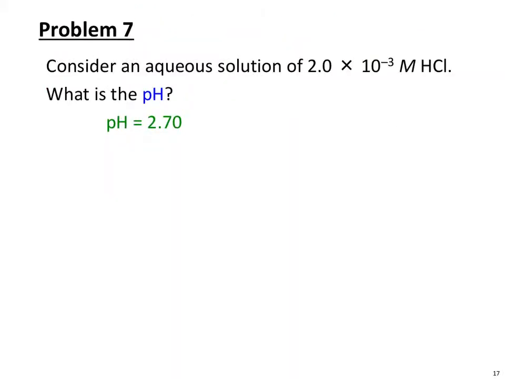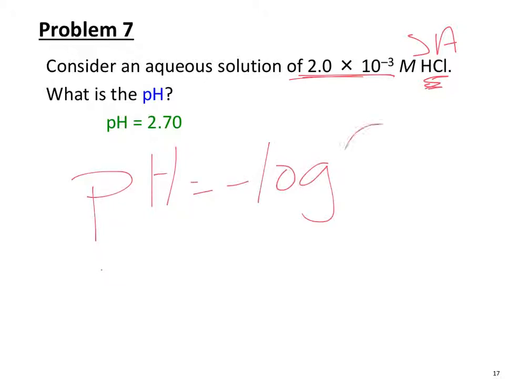All right. Consider an aqueous solution of 2.0 times 10 to the negative 3rd molar HCl. Now, this is actually a good one. Based on HCl, strong or weak? Strong acid. Since it's strong, I can take the exact concentration and plug it in to pH equals negative log of H plus, only because it's strong. Is it going to be 3 because that's the positive exponent? No, because the mantissa is greater than 1.